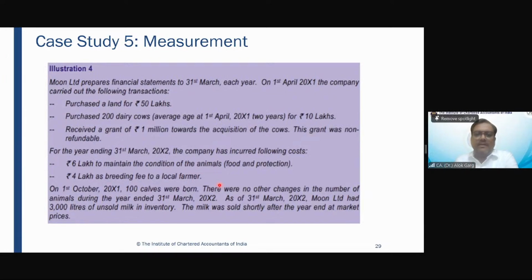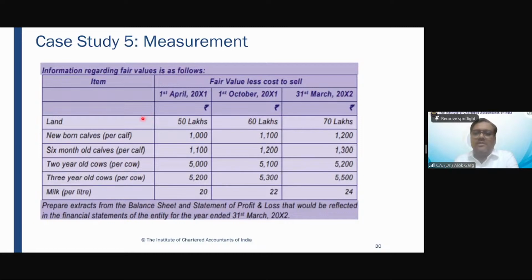Now, some information is given in the table. Information regarding fair value is as follows. There are some items on 1st October and on 31st March. 3 dates are given: 1st April, initial measurement; 31st March, the reporting date; and 1st October, when the calf was born.